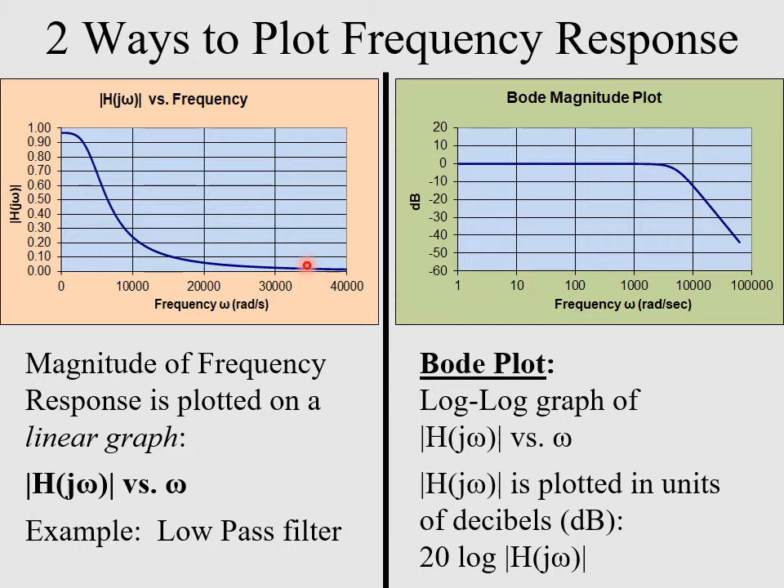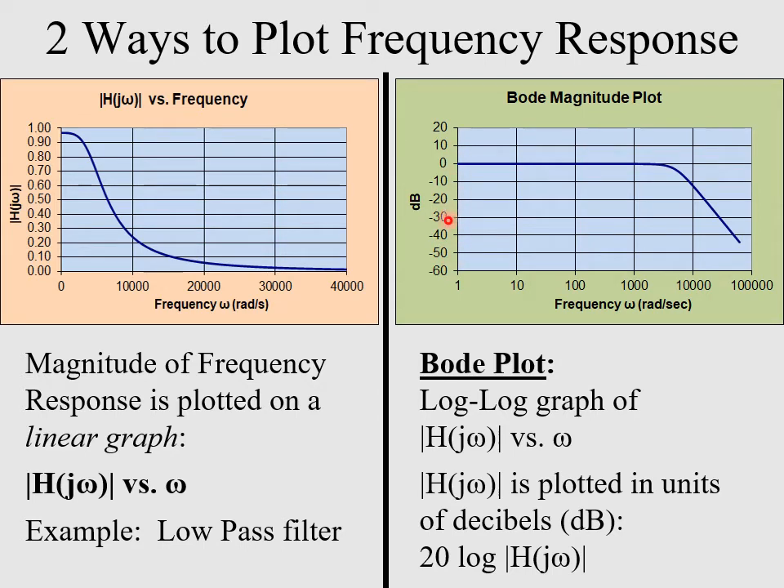Now, there's another way that we're going to explore in this lecture on how to plot this, and this is the Bode plot, or in particular, let's look at the Bode magnitude plot. So the difference here is instead of a linear plot, it's a log-log graph of magnitude of frequency response versus omega. So what we're plotting here in the vertical axis is the magnitude of H of j omega in units of decibels, or dB. And the way to calculate decibels is you take the log of the frequency response and then you multiply that result by 20, and that will give you decibels. So it's a logarithmic scale basically.